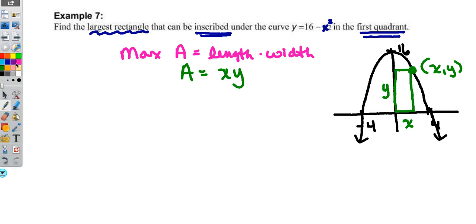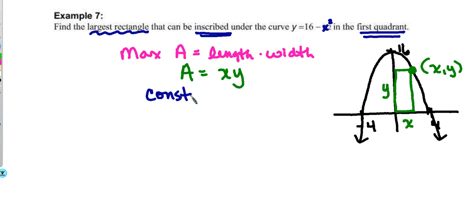Now in problems like this, you're going to be looking for a constraint. What is the constraint that is going to have a relationship between your two input variables, x and y? Where is this point that is touching the curve? It's on the parabola, 16 minus x squared. So my constraint is going to be the curve. It's very similar to what we did in the previous problem. So I'm going to use this to substitute.